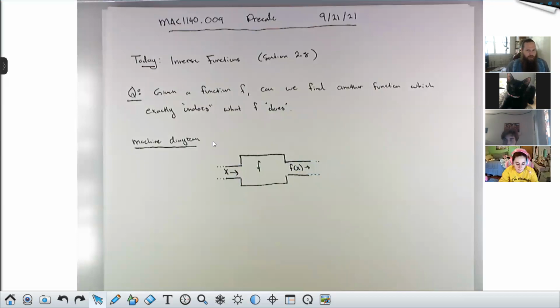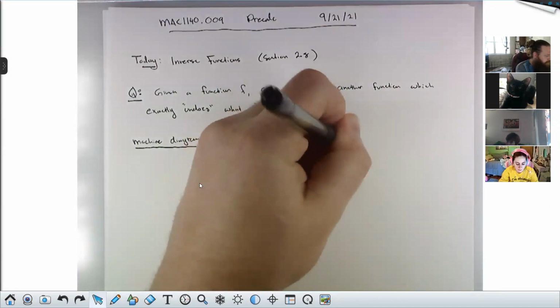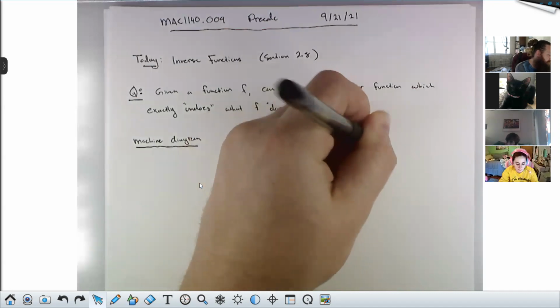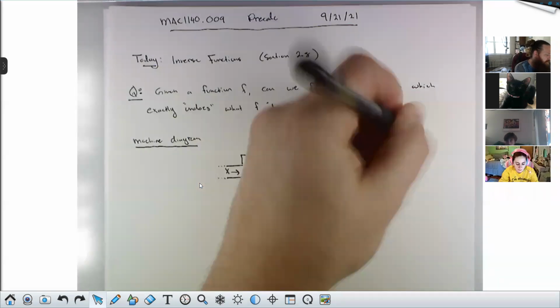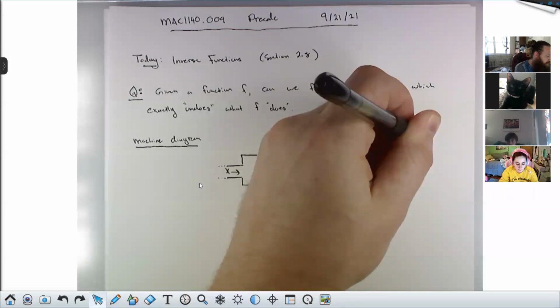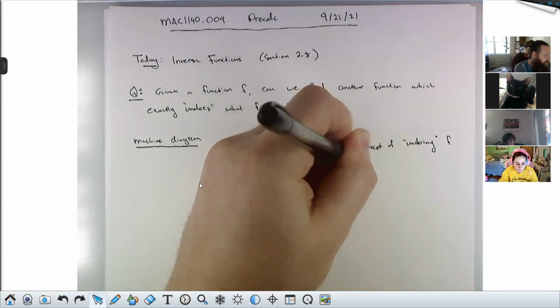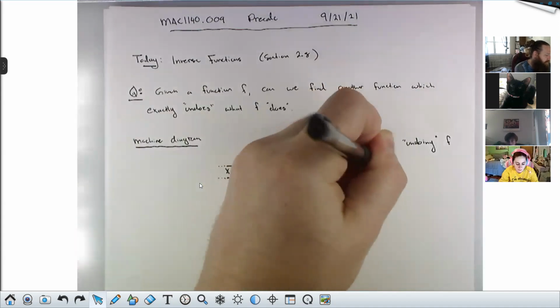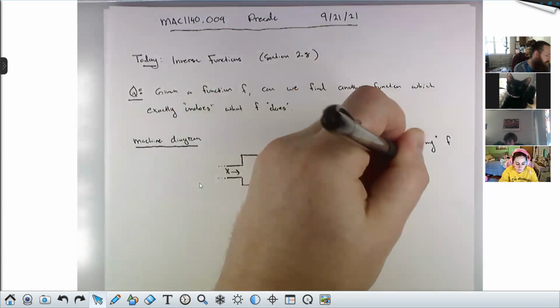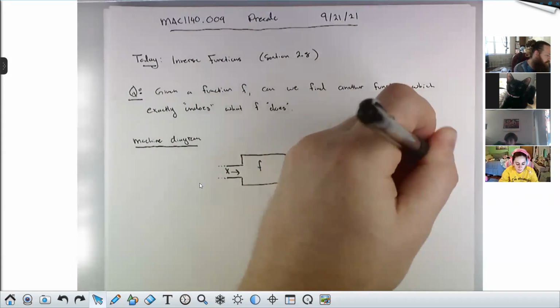The notion of the function which undoes f in the machine diagram world would be running this machine backwards. So the concept of undoing f here with this machine diagram would mean running the machine backwards.